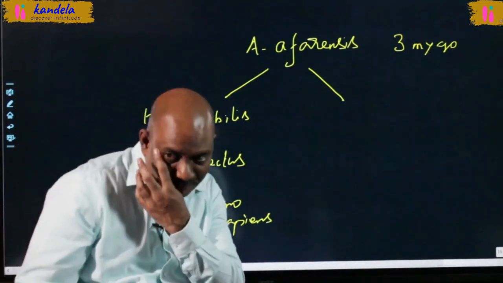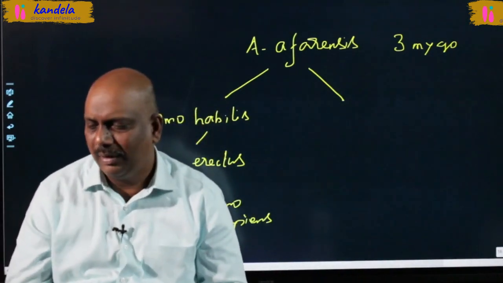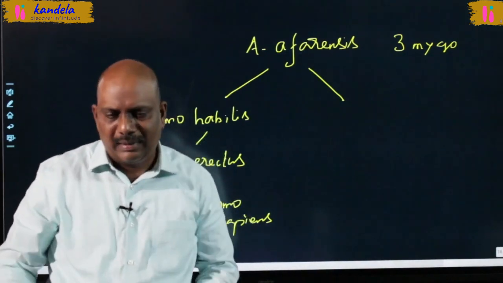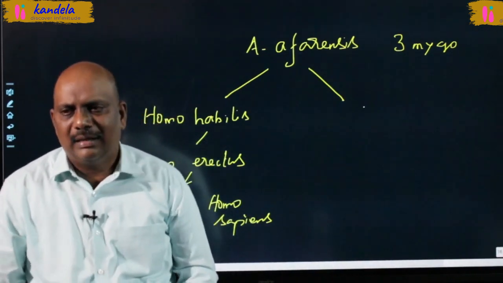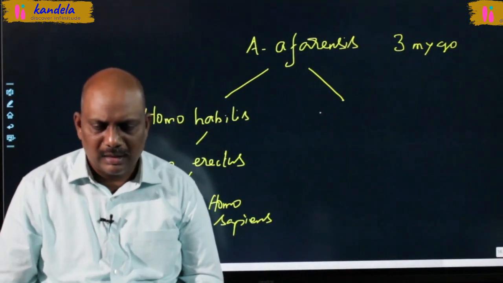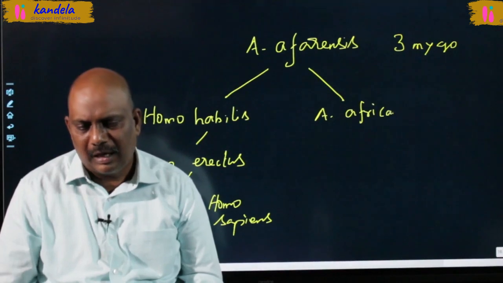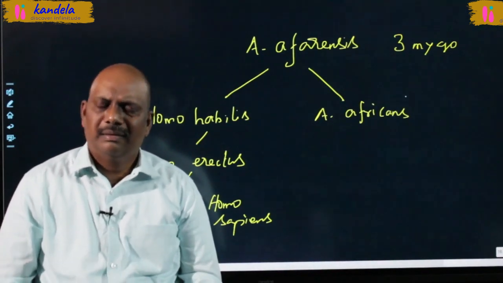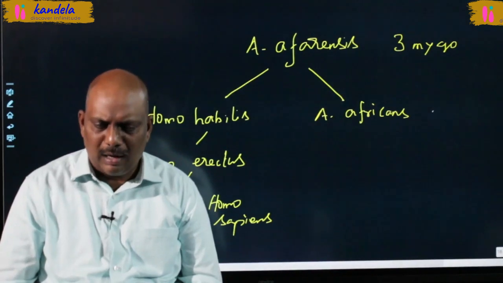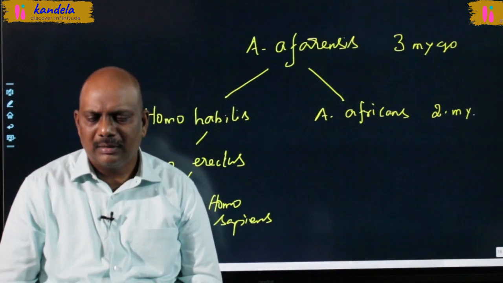Okay. On the other side, you can just note it down in the space which I have given you. On the other side, the afarensis split into Australopithecus africanus. From 3.5 million years ago, it continued to live up to 2 million years ago.